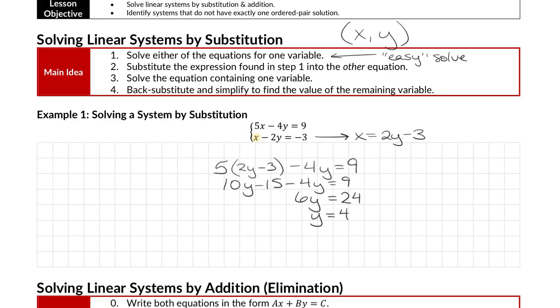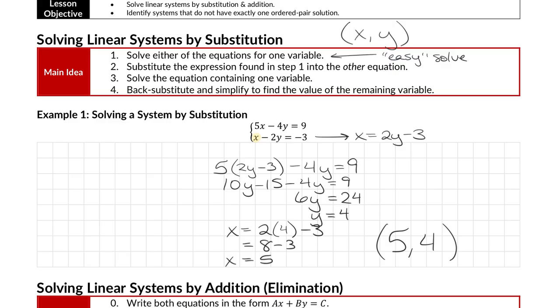Now, that's solving the equation for one variable. Now I need to take this value of y and back substitute it into an equation containing an x. Specifically, if we plug it into the isolated equation for x, this becomes 2 times 4 minus 3. 2 times 4 is 8, and 8 minus 3 is 5. So my solution, my coordinate pair solution, is (5, 4). You solve for a particular variable, you plug that variable in, you solve the single variable equation, and then back substitute. That's solving a system by substitution.